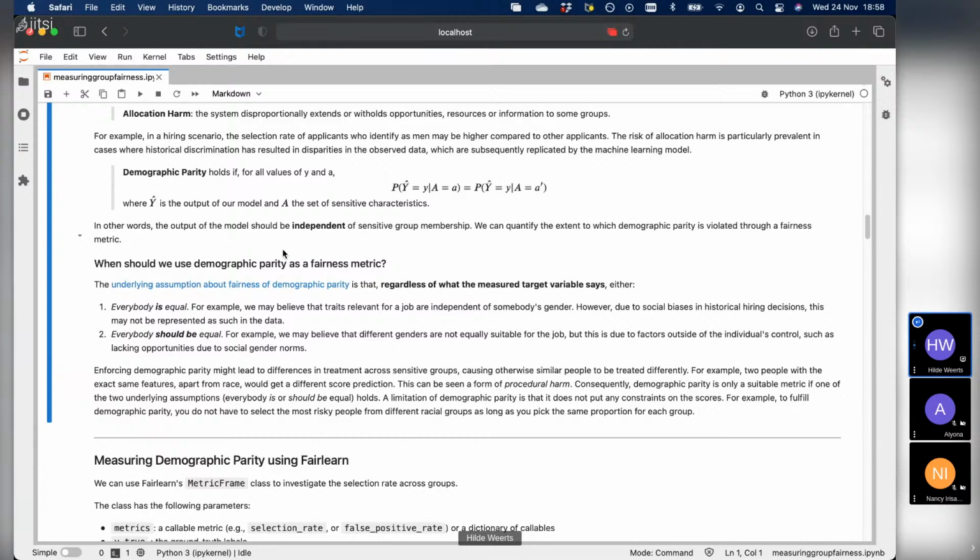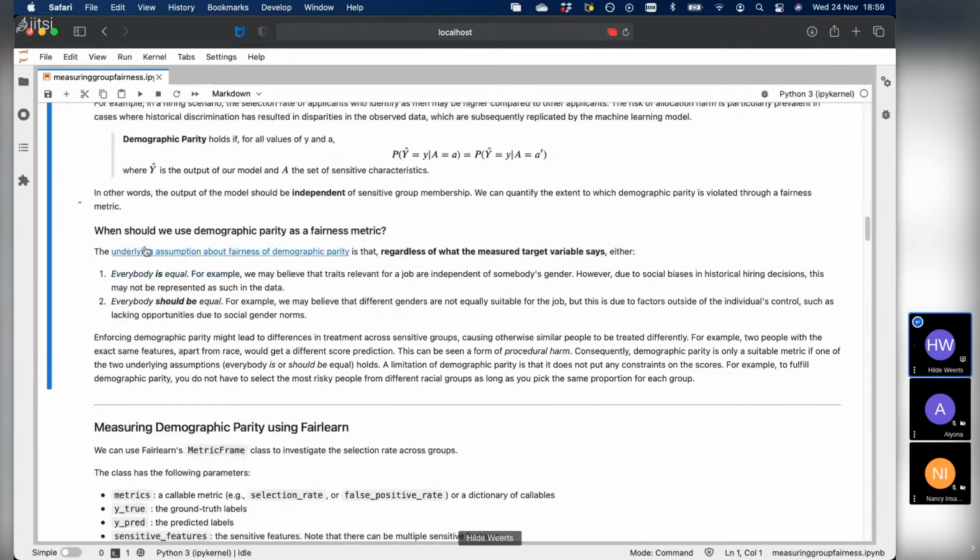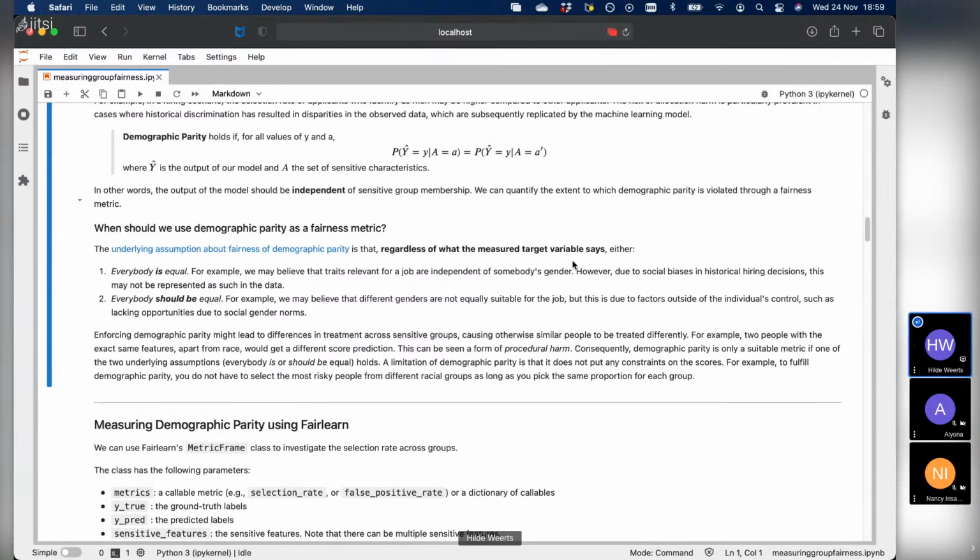It's very good to realize that this metric does not depend at all on the ground truth data that we have. As you can see, it only has y hat, which is the predicted target variable, but it doesn't contain any information about the target variable. So you could ask, when should we use demographic parity as a fairness metric then? Because it doesn't take into account our target variable.